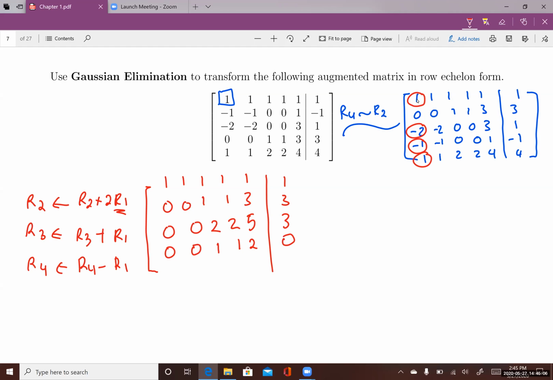How about the last one? 1 minus 1 is 0, 1 minus 1 is 0, 2 minus 1 is 1, 2 minus 1 is 1, 4 minus 1 is 3, and 4 minus 1 is 3. Alrighty. Now I have a new matrix, and the first row is checked.